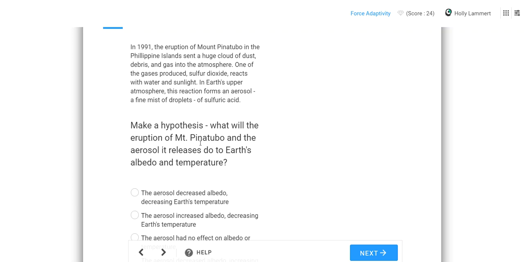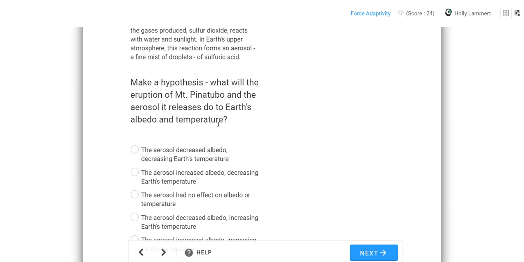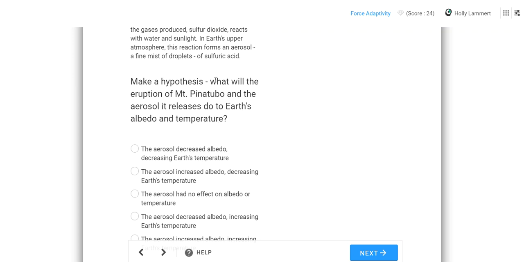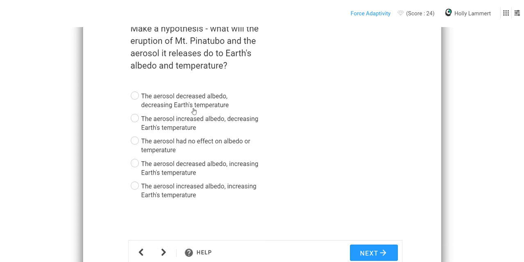In 1991, the eruption of Mount Pinatubo in the Philippine Islands sent a huge cloud of dust, debris, and gas into the atmosphere. One of the gases produced, sulfur dioxide, reacts with water and sunlight in Earth's upper atmosphere. This reaction forms an aerosol, a fine mist of droplets of sulfuric acid. So think aerosols are what you'd spray out of a can. That's an aerosol can, like spray paint. Make a hypothesis. What will the eruption of Mount Pinatubo and the aerosol it releases do to Earth's albedo and temperature? Would the aerosol decrease the albedo, decreasing Earth's temperature?